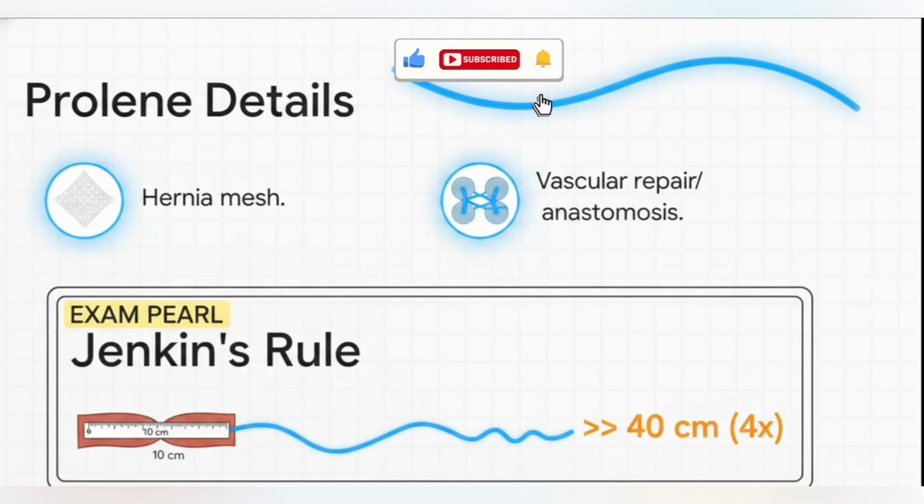Next is proline. Remember the color? Blue. It's a synthetic, monofilament, and totally non-absorbable. We use it when we need absolute permanent strength, things like fixing a hernia mesh or doing vascular repairs.